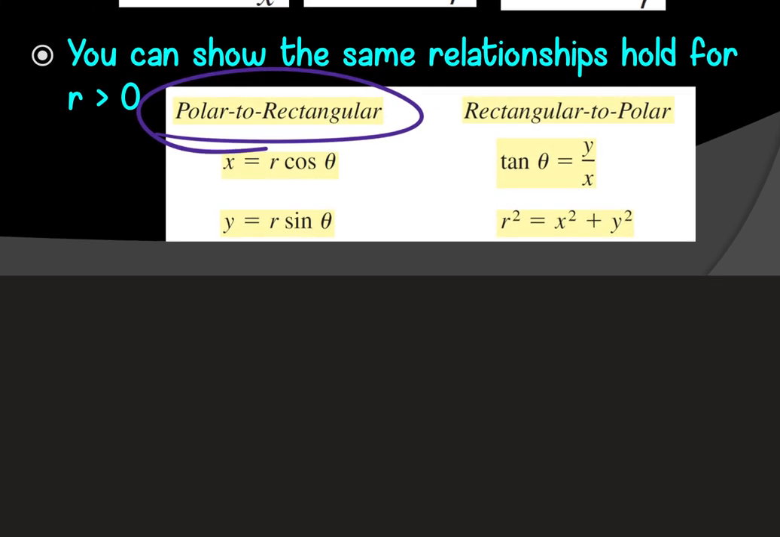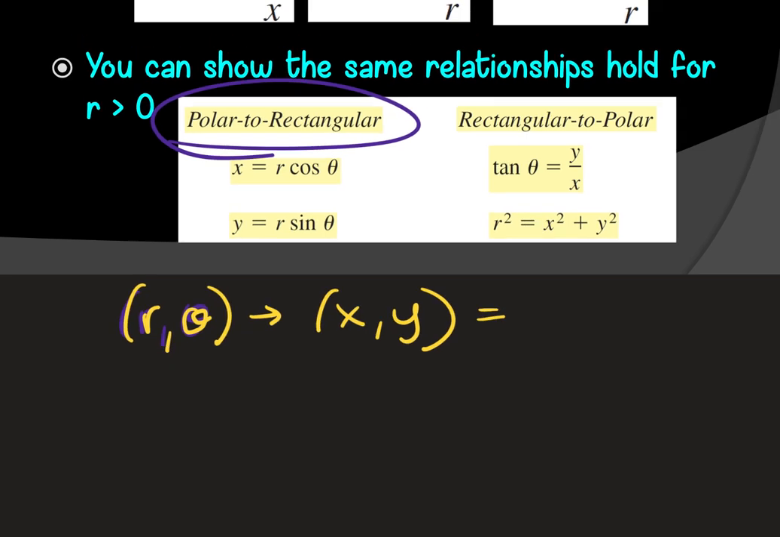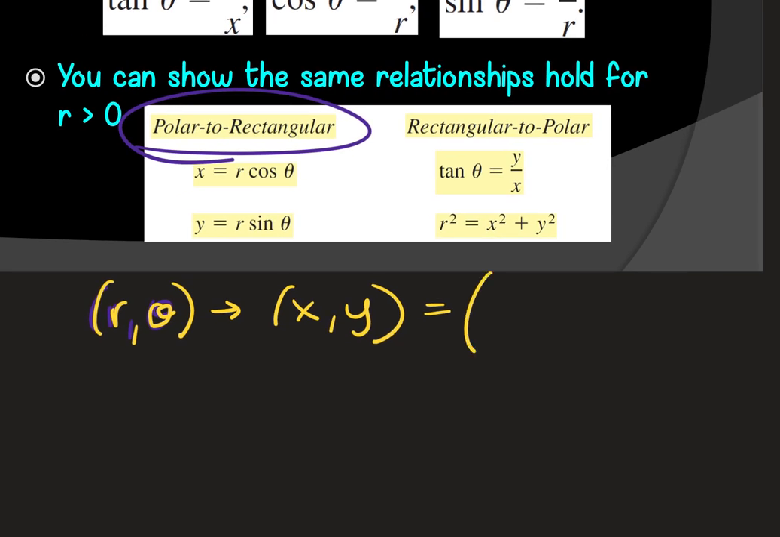So if I'm going from polar to rectangular, which means going from r, theta to x, y, then I do the radius times the cosine of theta, because cosine is the horizontal change, which is your x. And then the y is r times the sine of theta. Written together in one set of parentheses: r cosine theta, comma, r sine theta.